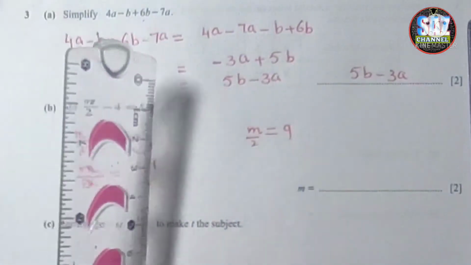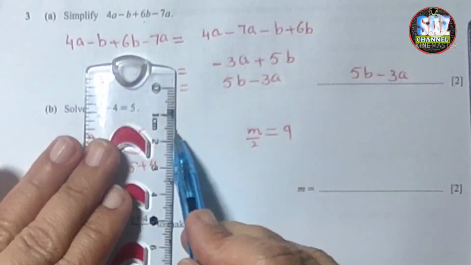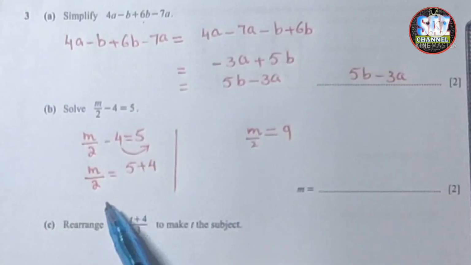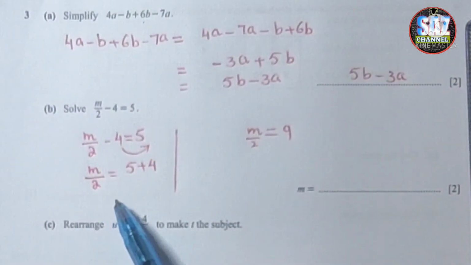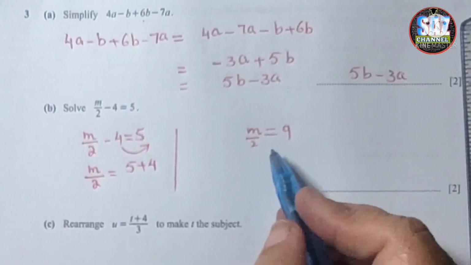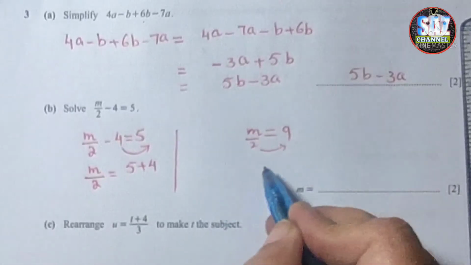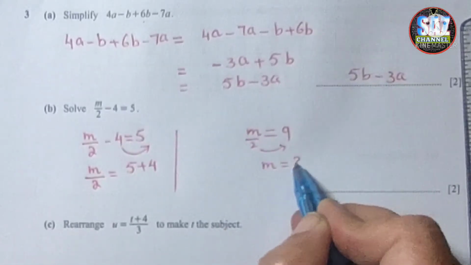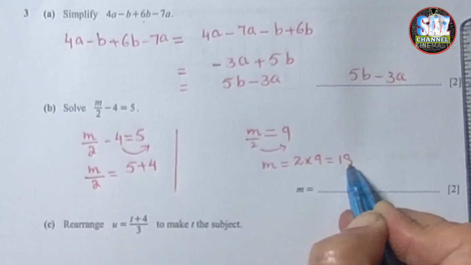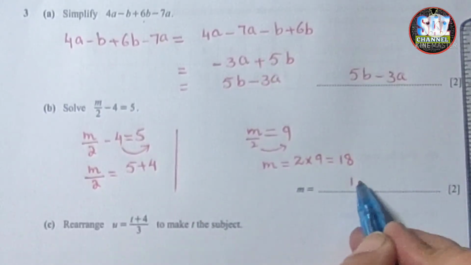Children, you can see how wisely I'm dividing the space, and I'm not worried that, oh, space is less, how can I accommodate my working? You have to observe all these things carefully. And m equals to 18. 2 times 9. I'm really enjoying this work. 2 times 9, which is equal to 18. Okay, so I have to fill up the answer space.